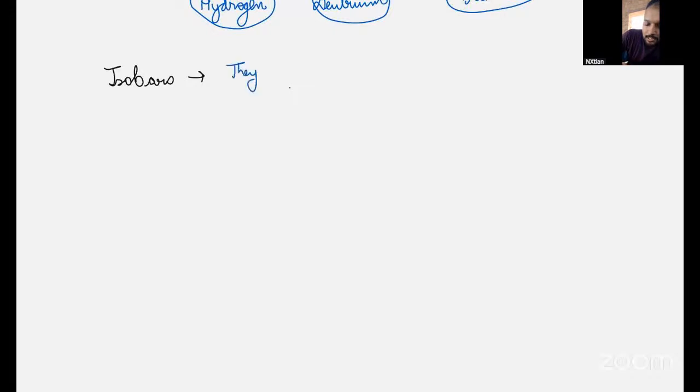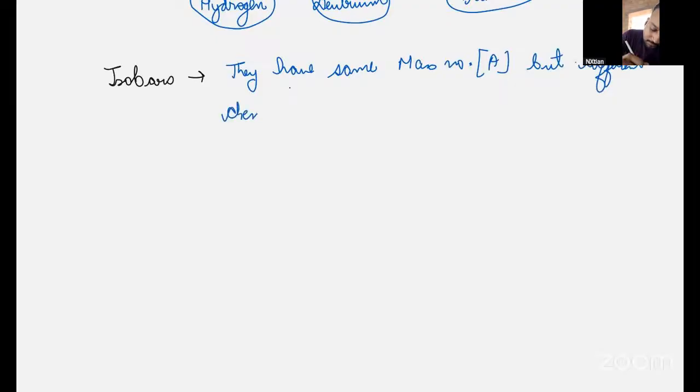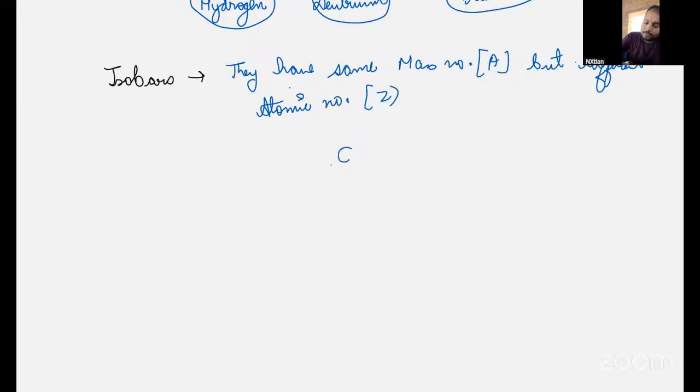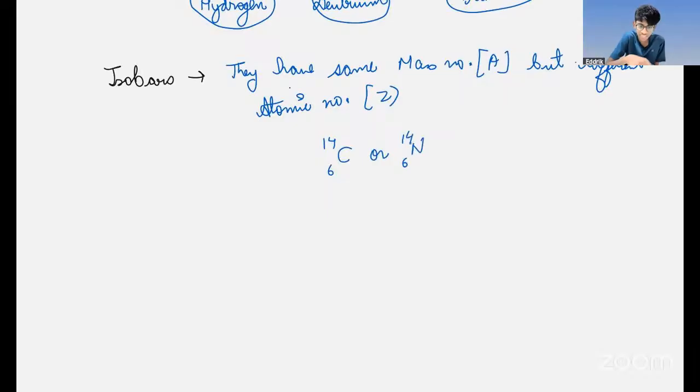So isobars have the same mass number but different atomic number. For example, C-14 and N-14, with atomic numbers 6 and 7 and mass number 14.